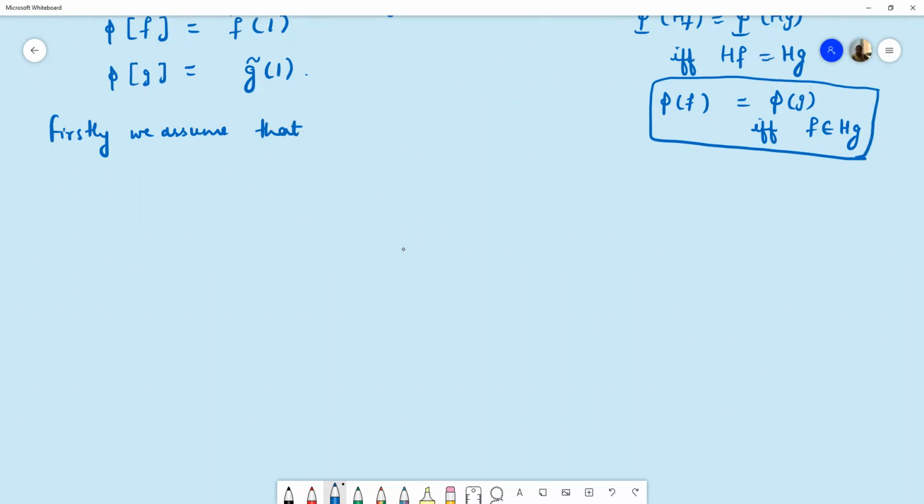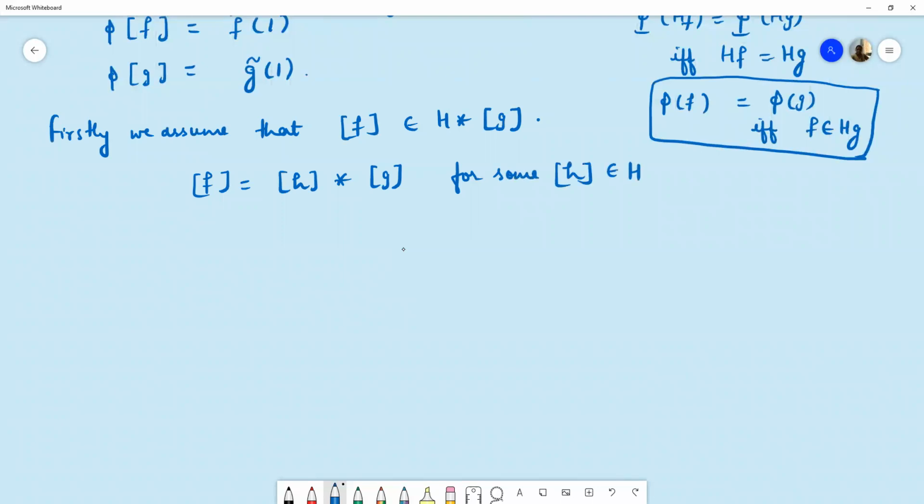Firstly, we assume that the path homotopy class of f belongs to H star the path homotopy class of g, and then we will prove that phi of the path homotopy class of f is equal to phi of the path homotopy class of g. Now, if f belongs to H star g, then f is equal to h star g for some homotopy class h belonging to H. And we know that H is basically p star of pi 1 e naught.